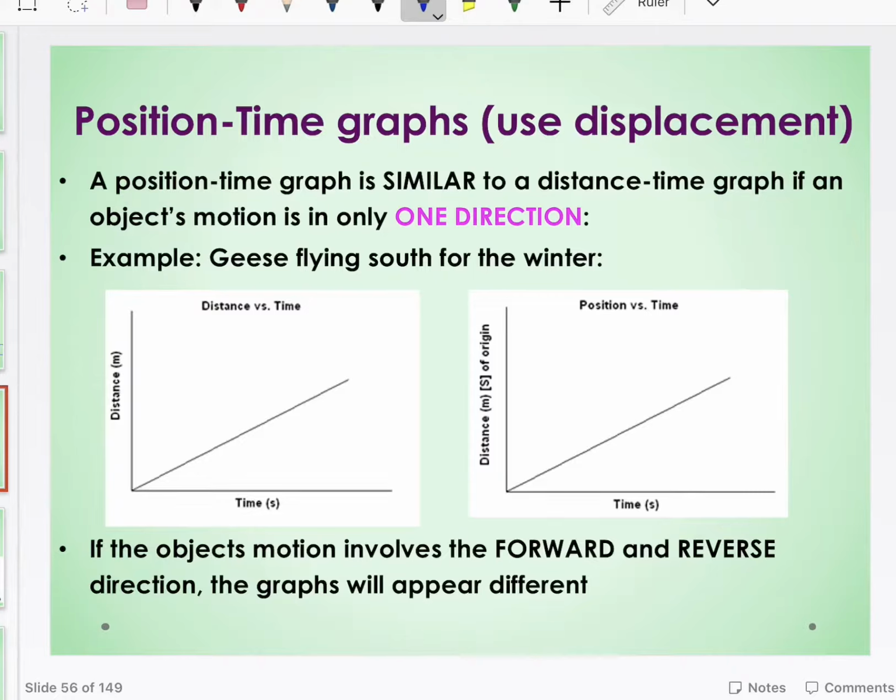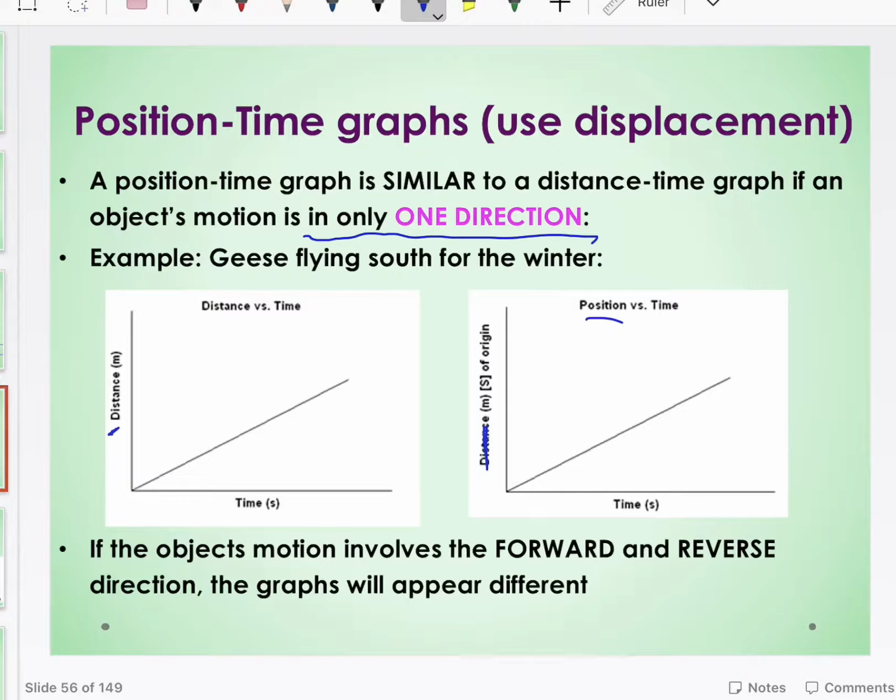So if we're looking at these two graphs, we have one that is a distance time graph and one is a position time graph. So this should really read displacement. Now notice how these two look the same. Position time graphs and distance time graphs really will look the same, but only if the motion is in one direction. So both of these graphs are showing geese flying south for the winter, right?